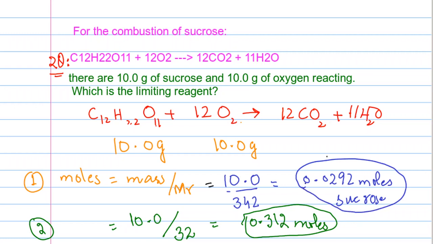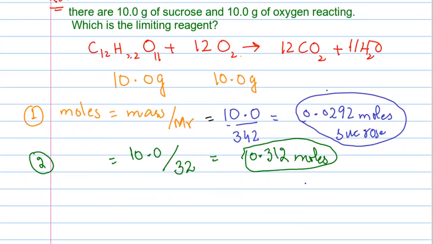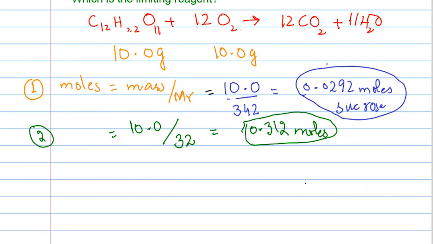So we have to compare these two values. How will we do the comparison? By using the ratio method. C12H22O11 and O2. Always in the ratio method, we have to get the values from the equation.